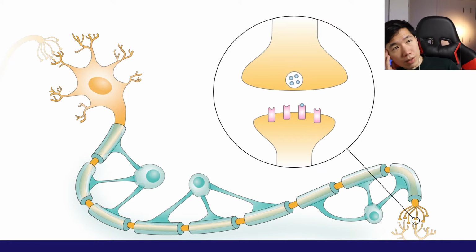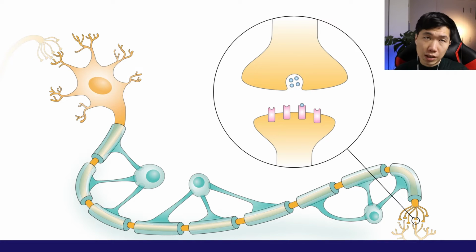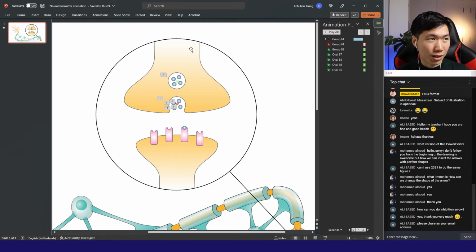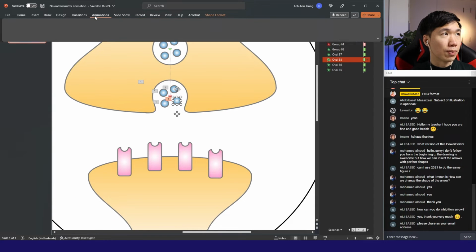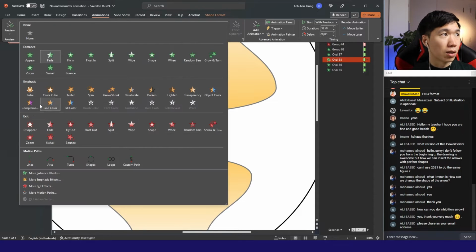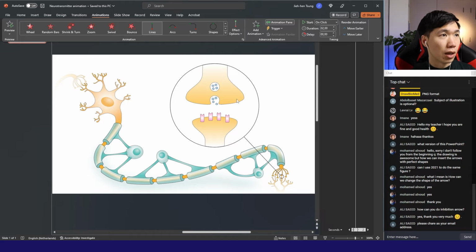I start the animation by clicking. Old vesicle disappears, the new merged one appears at the same time. The vesicle merges with the membrane. Let's go to animation and add a line.